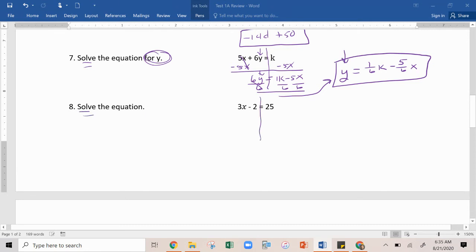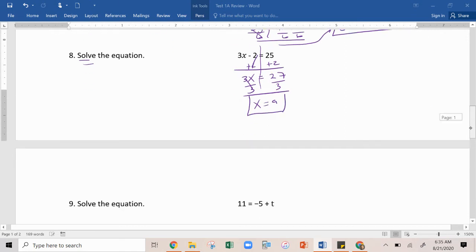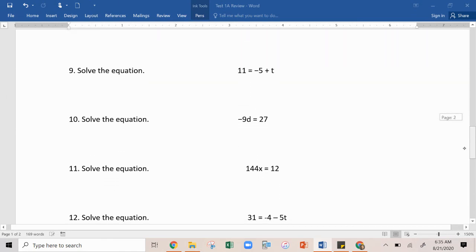All right, now this one says to solve the equation. And so it's just a 2-step equation. So I'm going to add 2. I'm going to get 3x is equal to 27. I'm going to divide by 3 on both sides. You get x equals 9. All right. Still moving along. We're going to get through this.